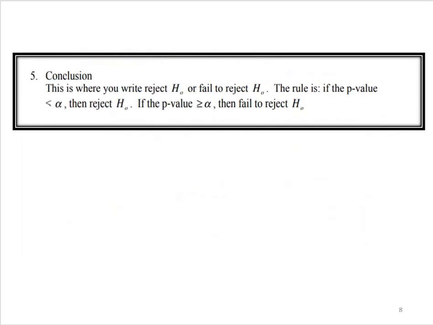And now, when we find the probability, the p-value of the test statistic, if the p-value is less than alpha, we will reject, and if the p-value is greater than or equal to alpha, we will accept, meaning fail to reject the null hypothesis. That's the same as in the previous case.